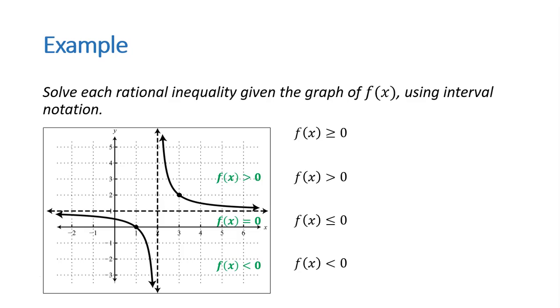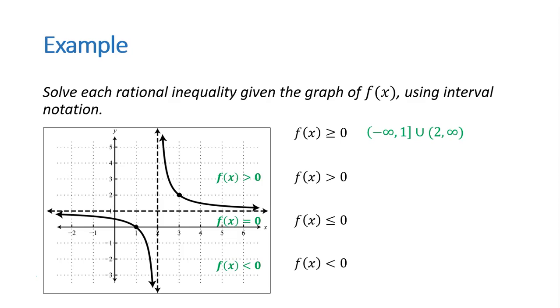So in interval notation, the solution to our first inequality is everything from negative infinity to 1, including 1. 1 is included, there's a bracket there. And then everything from 2 to infinity, but not including 2, because 2 corresponds to a vertical asymptote. It's a break in the graph, and there's no actual point there.